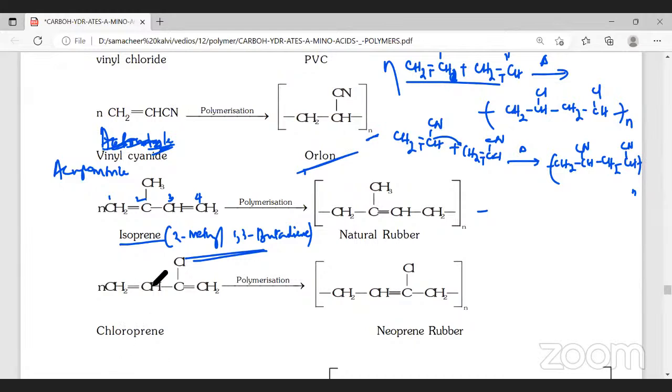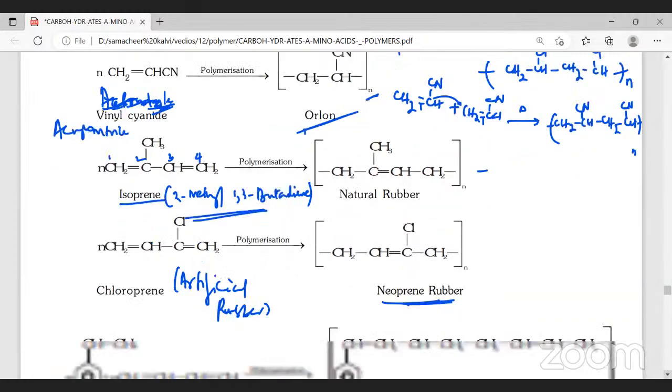Next here we have chloroprene. Chloroprene is an example for artificial rubber. So the monomeric unit in this artificial rubber is chloroprene. Chloroprene units on polymerization give neoprene rubber. Neoprene is an artificial rubber. This also is an example for addition polymerization. Next we have styrene, a benzene ring with a CH double bond CH2 group, called styrene.